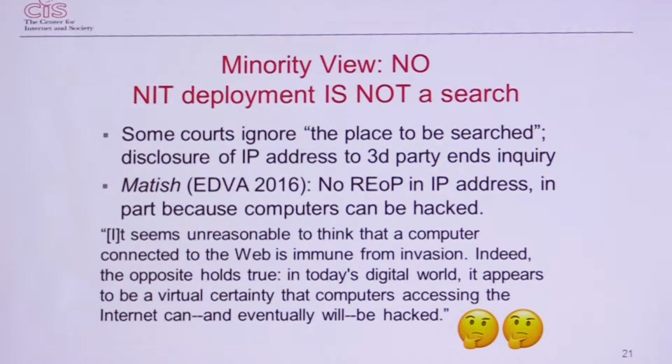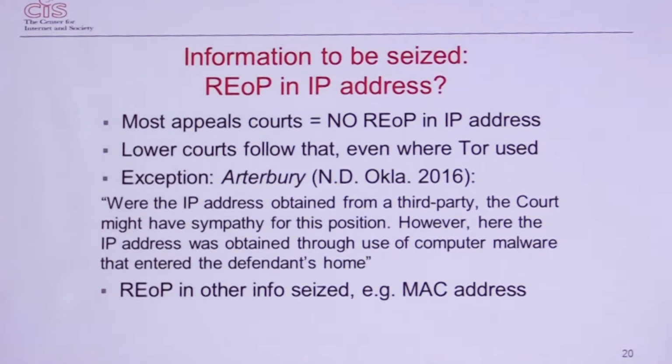So, in addition to looking at what's the place to be searched, that's the device, you also want to look at the information to be seized. And here, the law is not so great when it comes to IP address in specific. A lot of courts have said at the Court of Appeals level that there is no reasonable expectation of privacy in an IP address. They largely base that off of the third-party doctrine, where if you are disclosing information to a third party while browsing the internet, such as your IP address, well, you don't have a reasonable expectation of privacy in your IP address.